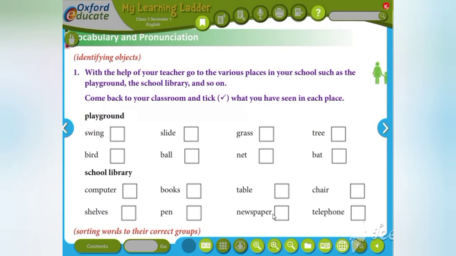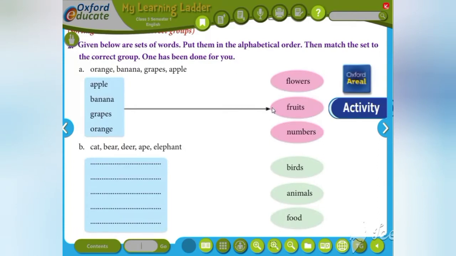Okay, what are the things you see? Swing, slide, grass, tree, whatever it may be. So what are the things you saw from our playground and school library? You can just tick it. Okay?